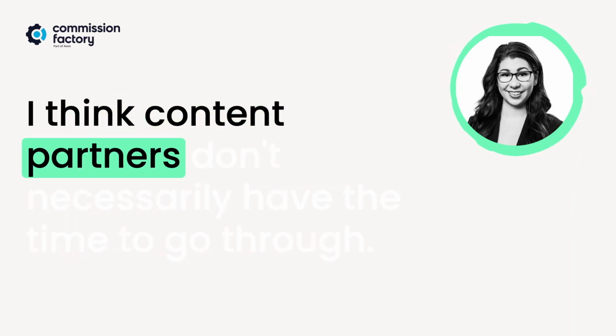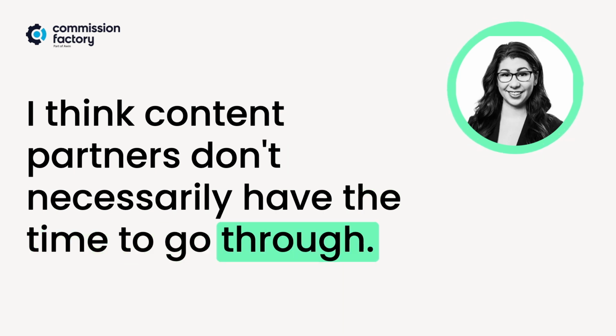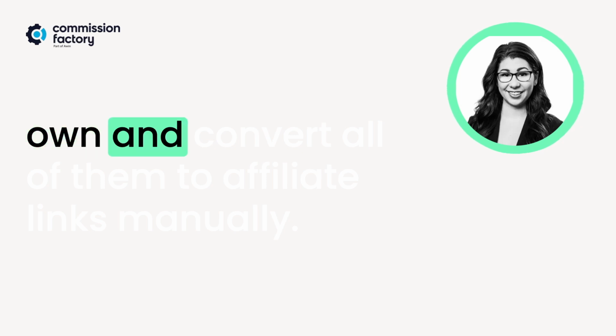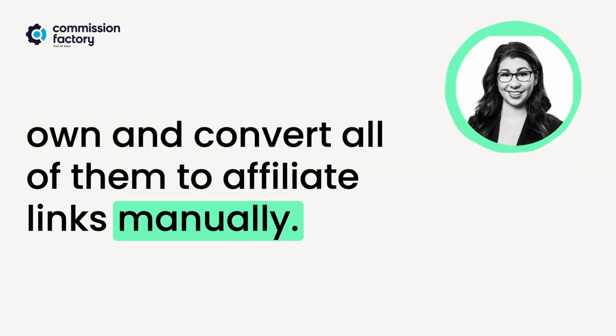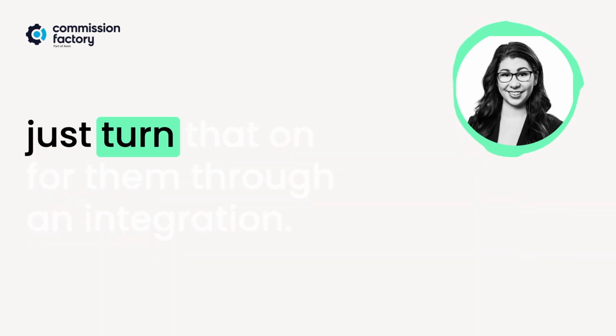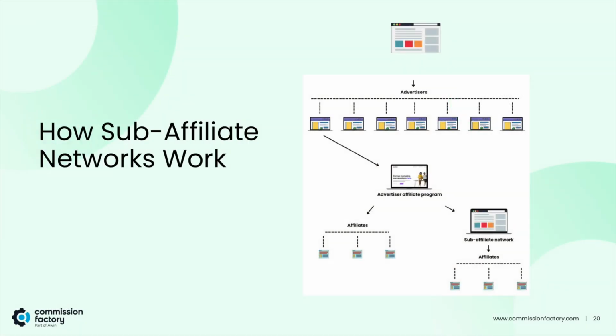I think content partners don't necessarily have the time to go through every single page on every single editorial that they own and convert all of them to affiliate links manually. Some of these partners, like Skimlinks, for example, and even Sovereign, can just turn that on for them through an integration. Now, it might be helpful to understand how they work or where they're positioned in the ecosystem.